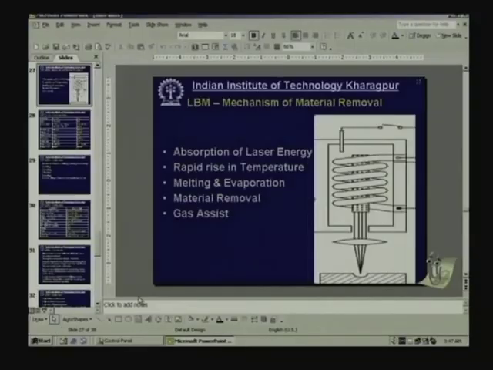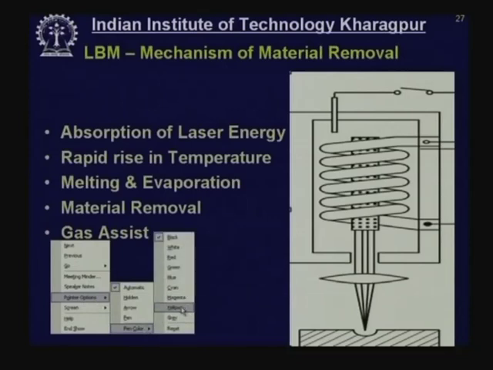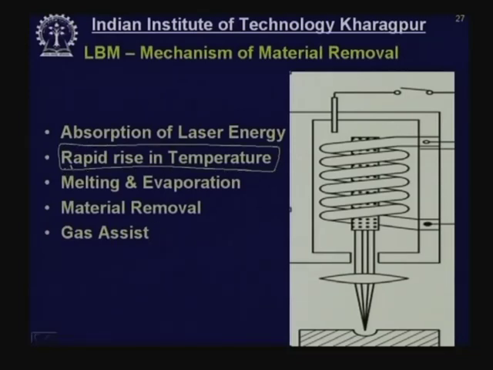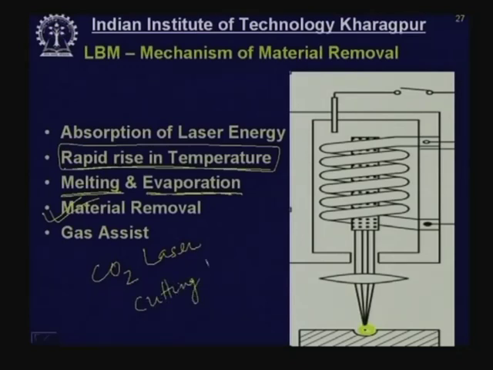We would have an increase in temperature, because the energy of the laser beam is converted into heat energy, and this is my workpiece material where we would have increase in temperature. This increase in temperature would lead to melting as well as evaporation depending on what is your material, leading to material removal. In case of carbon dioxide laser, which is mainly used for cutting action, which can also be called slitting action, we can also use gas assist for enhancing the material removal rate. So, material removal mechanism in LBM is similar to electron beam machining.